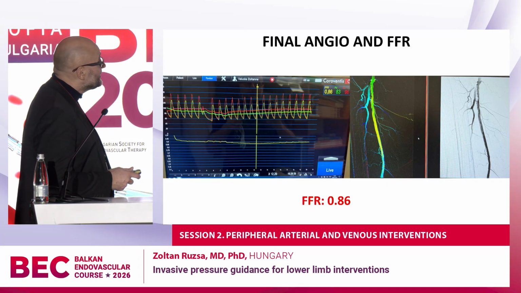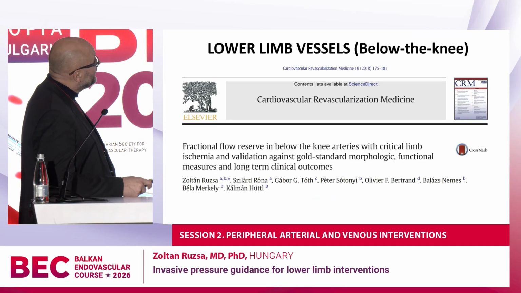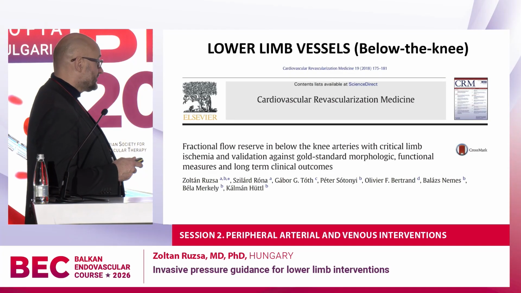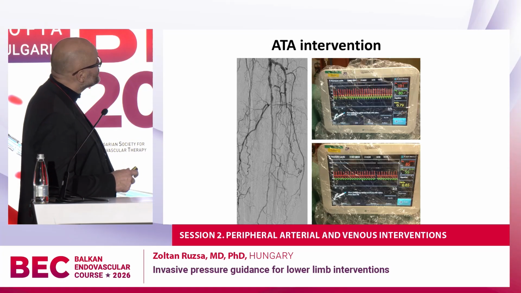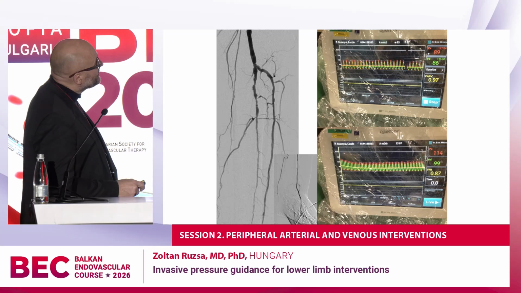The patient is now asymptomatic, and we will see, of course, at 1 year. For the below-the-knee interventions, we conducted a study 10 years ago. So we started to do, this was one case with the old pressure where it was a long anterior tibial artery CTO. After the intervention, we see that the pressure has been normalized and FFR is nice also.